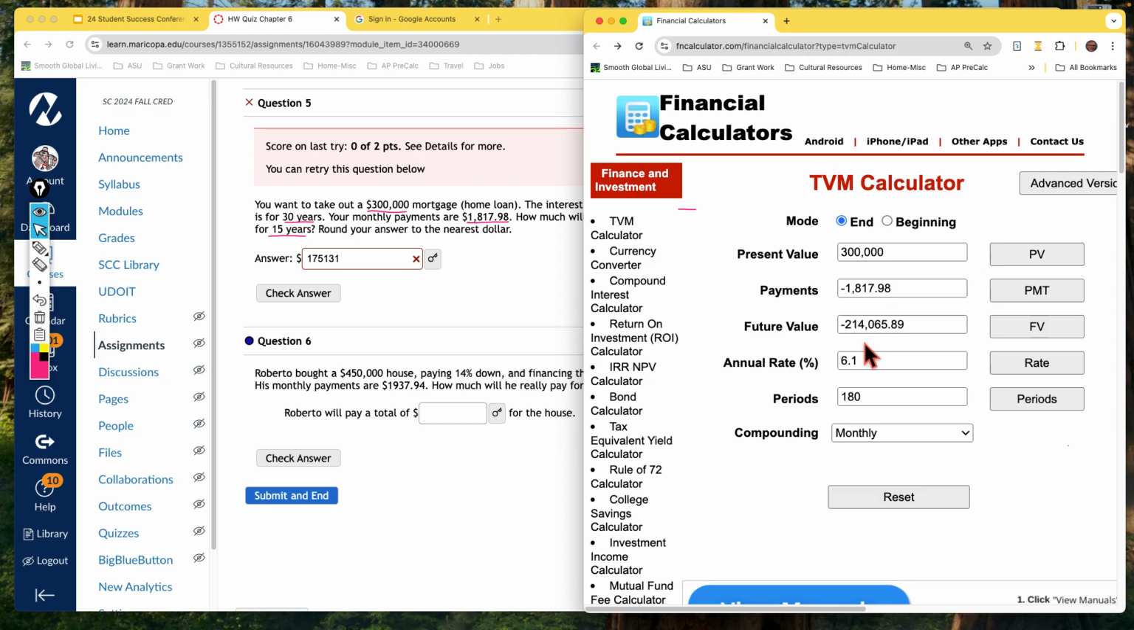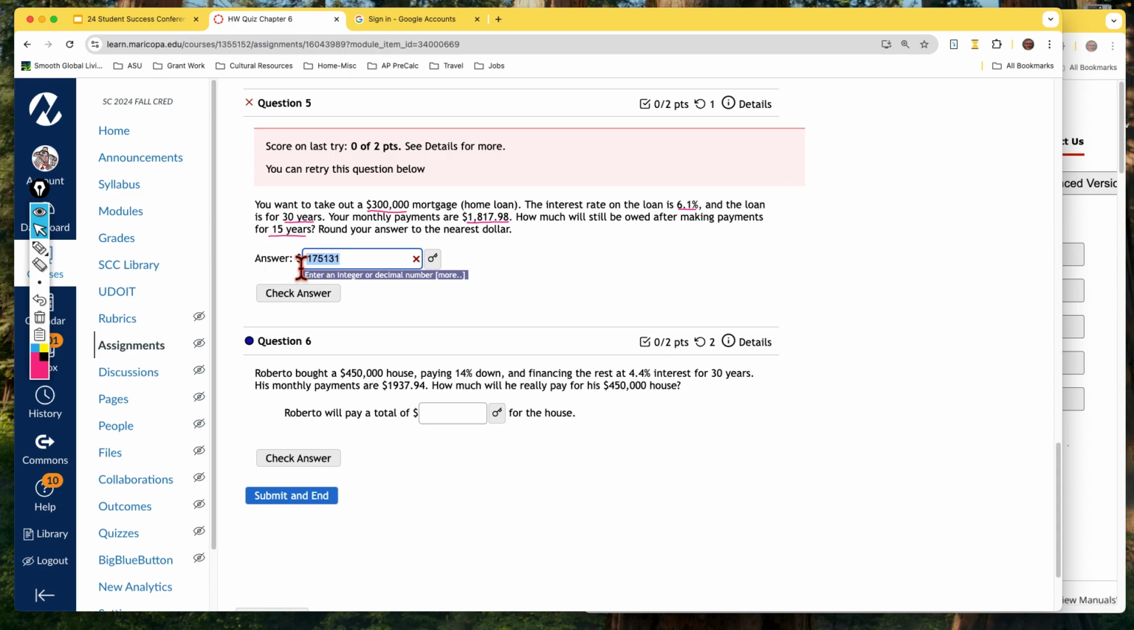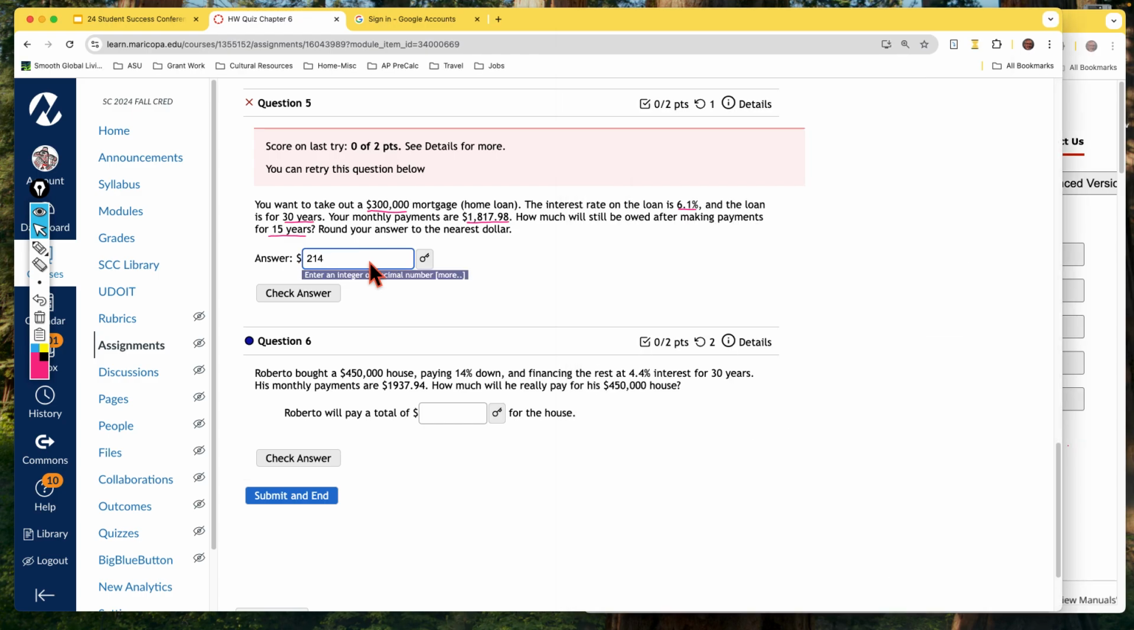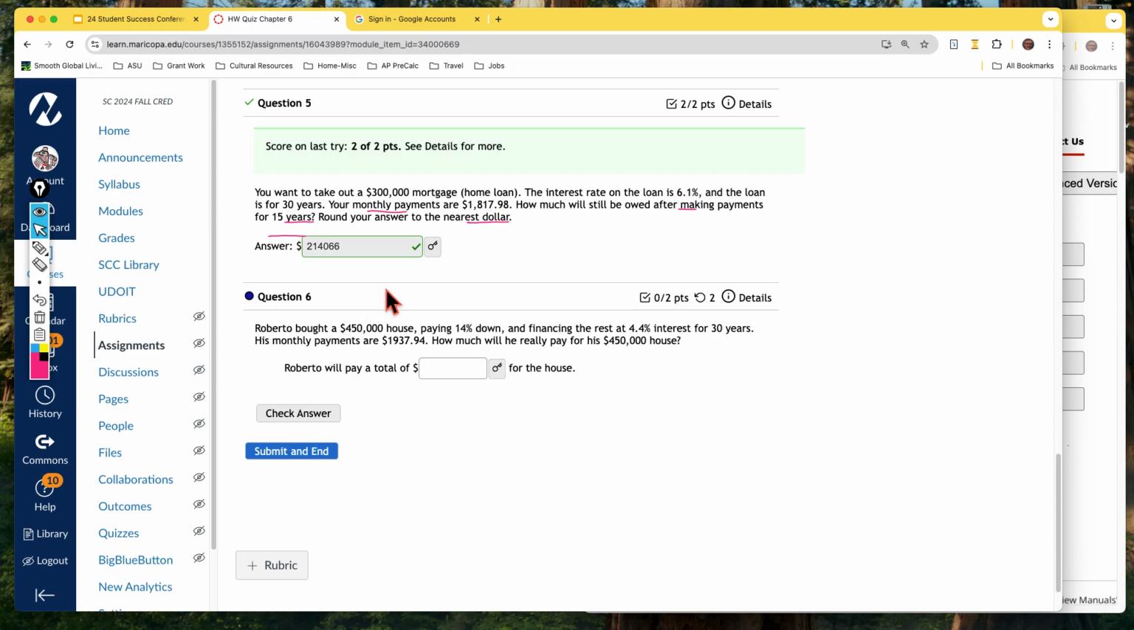Okay, so $214,065.89. Actually, it'll get rounded up. So 214,066. $66 rounded up. I'm going to check here first. Yep, that's what it is. Okay, so this. No, we don't subtract because they just want to know how much do we still owe.